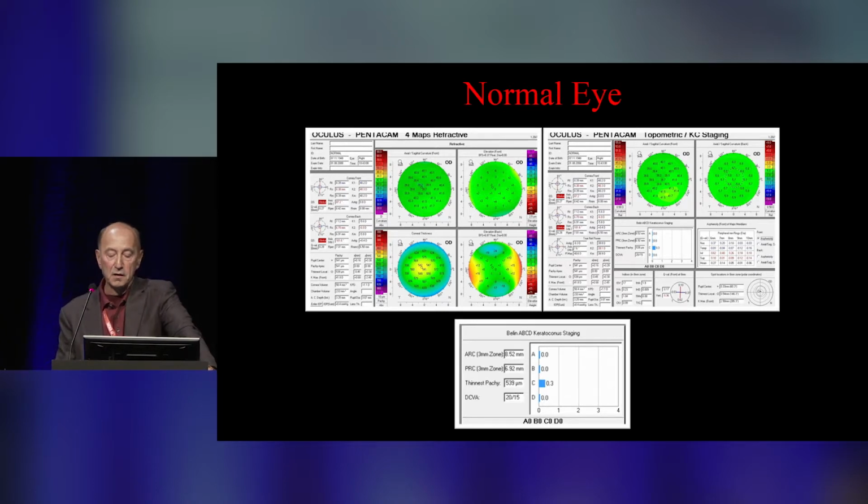And if we do some quick examples, this is a normal eye. You can see a form map on the left. You can see the topometric keratoconus staging on the right, and then a blow up of the ABCD staging below. So again, a normal eye, you see everything is rated at 0.